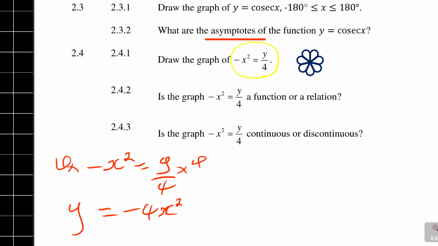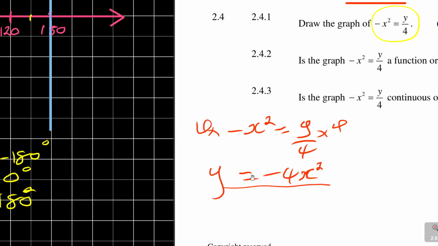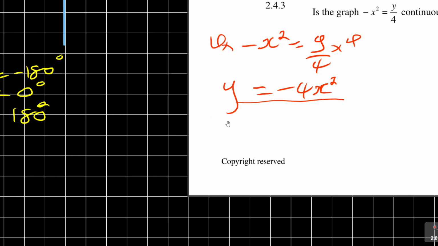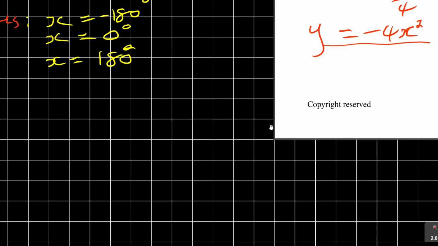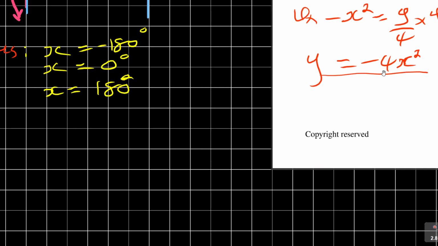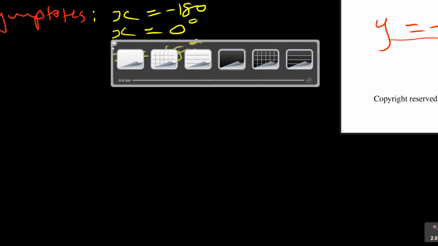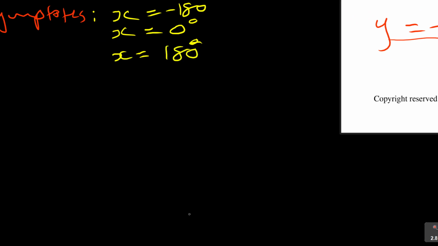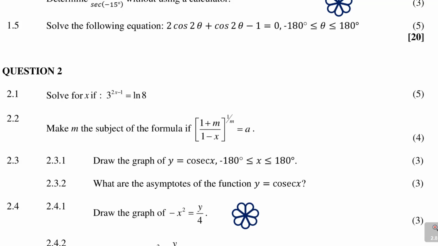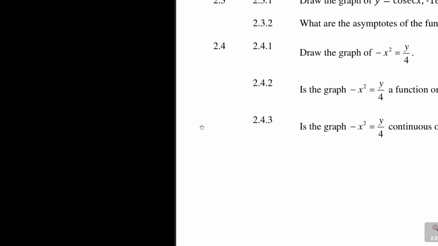I don't know why they say I must draw this graph at this level. This is N4, 3 marks, come on. This is a basic graph. This is just a basic graph, you know. I'm not going to do much here because this is a standard graph. Remember, the graph is negative. Now this is a negative graph. Now I'm forced to erase this. Let's come here and look at the graph I was supposed to draw. It's y is equal to minus 4x squared.